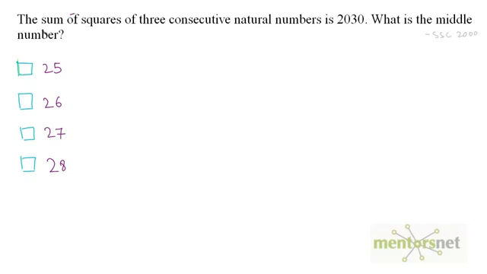Let us move on to the next question. The sum of squares of three consecutive natural numbers is 2030. What is the middle number?